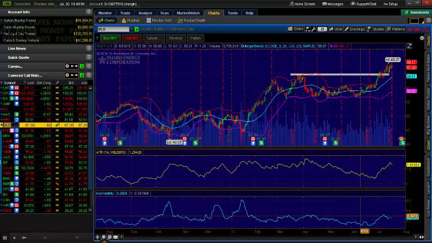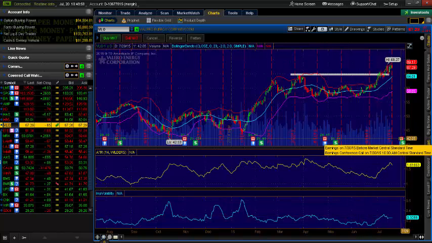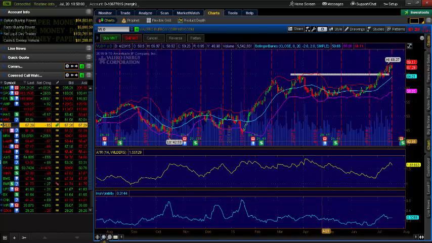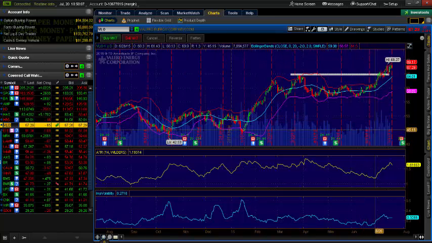If we put this position on, we would have to know earnings and be aware of it when it comes out. I don't see a lot of gapping on earnings, though. I might consider putting this on and then just simply hedging it when the earnings come out. Let's go ahead and do this one.